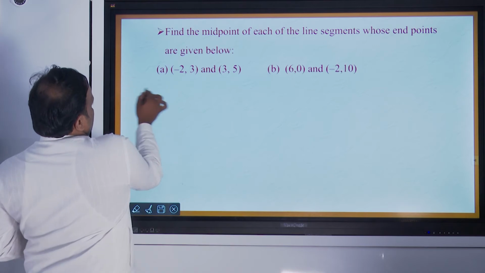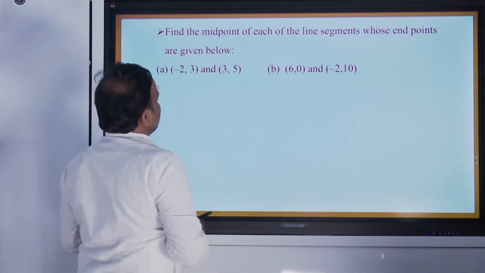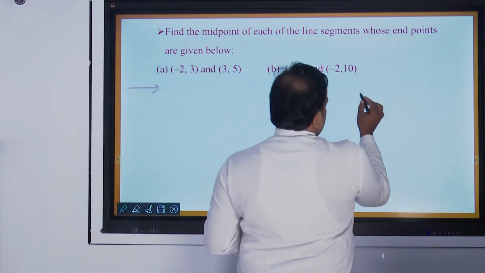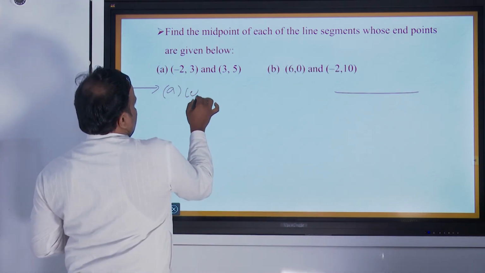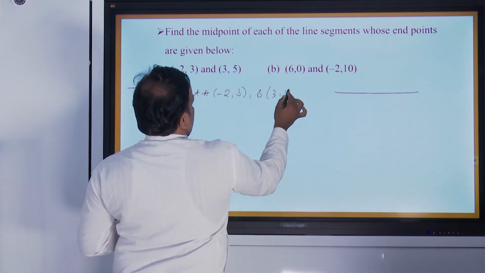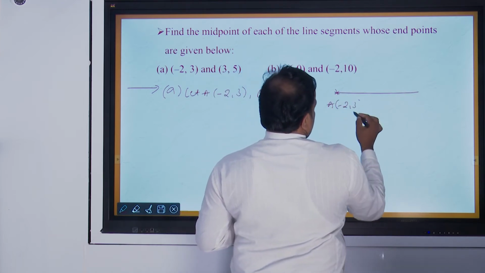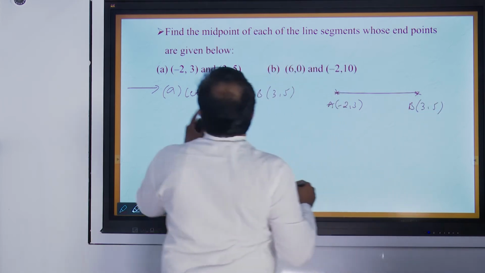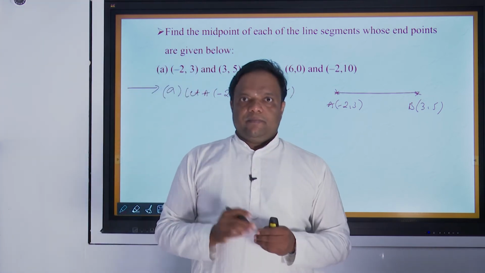What is given here? Observe: find the midpoint of each of the line segments whose endpoints are given below. Here we have two problems, A and B. You have to find the midpoint. The first problem is A. Let the points be A (-2, 3) and B (3, 5). What is the question? Find the midpoint of each of the following line segments whose endpoints are given below.